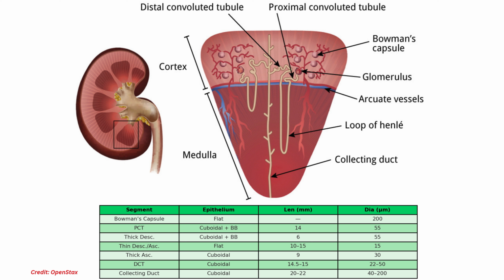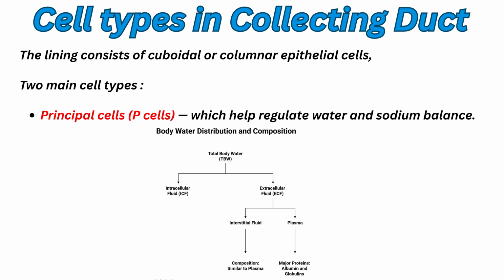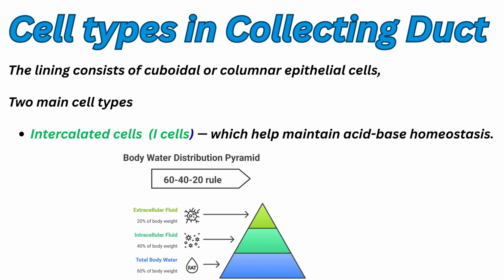The lining consists of cuboidal or columnar epithelial cells, and there are two main cell types here, that is principal cells or the P cells, which help regulate water and sodium balance. And the next one is the intercalated cells or I cells, which help maintain acid base homeostasis.